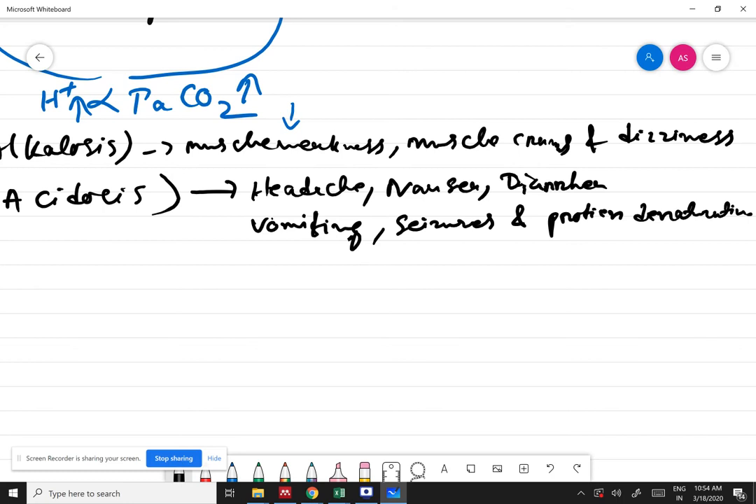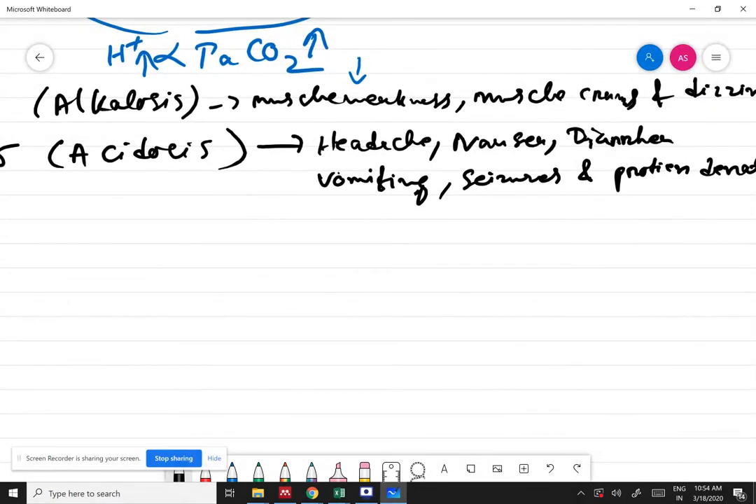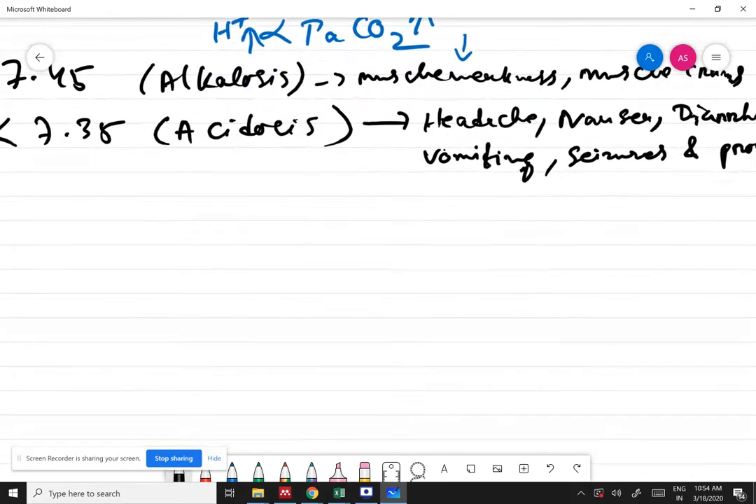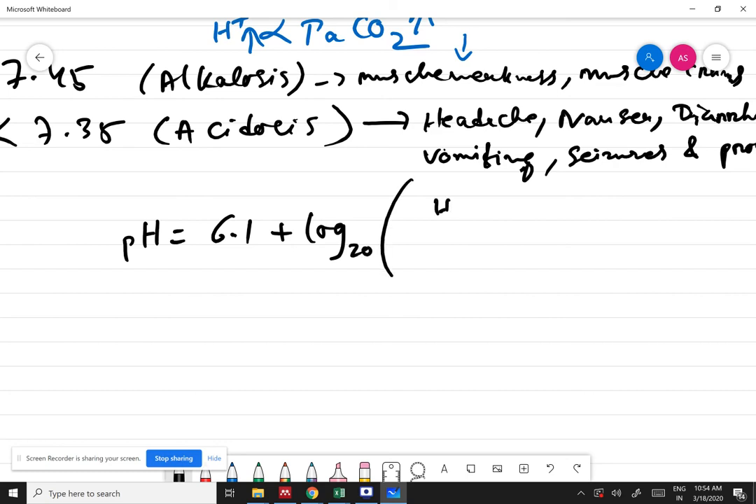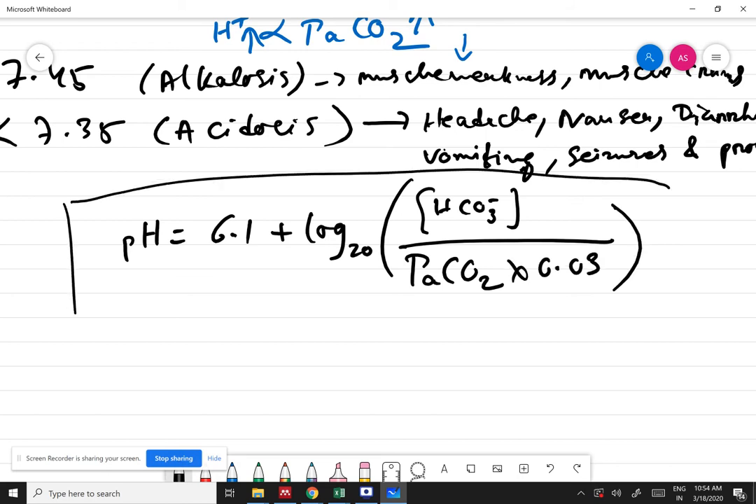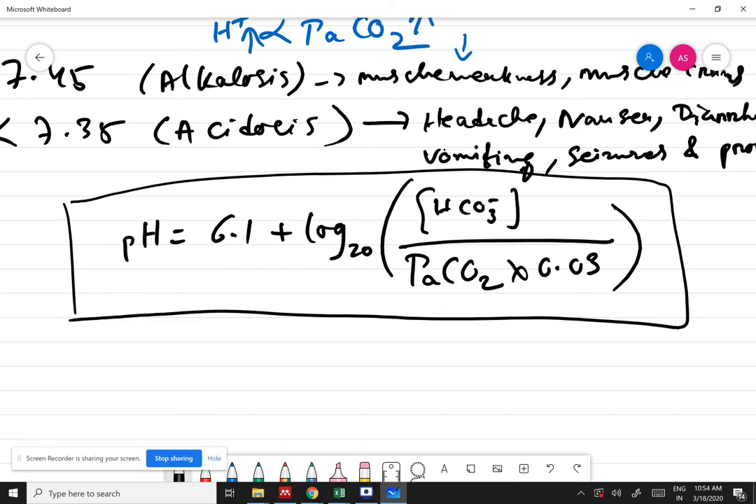The formula for calculating pH on the basis of the concentration of HCO3 minus and PaCO2 is given by this formula: pH is equal to 6.1 plus log base 10 of HCO3 minus concentration divided by PaCO2 into 0.03. This is the formula for calculating pH if you know the concentration of HCO3 minus and the partial pressure of carbon dioxide.